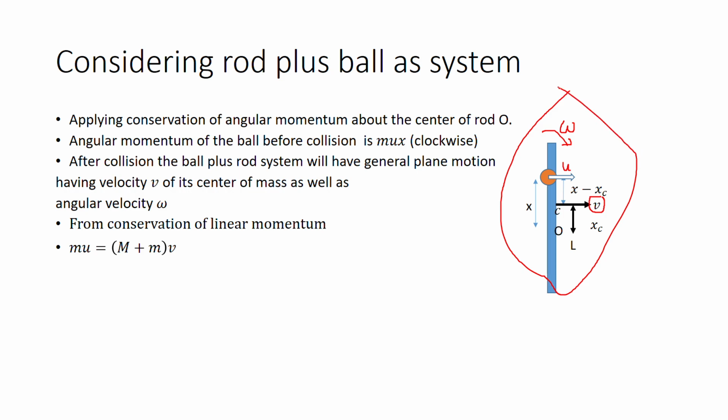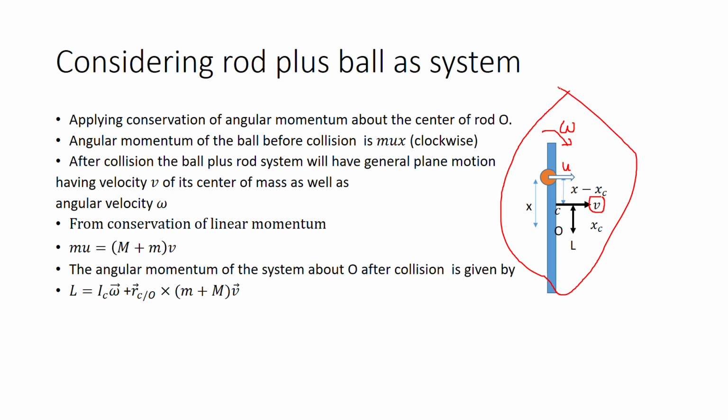So this is our first equation, suppose, and when we apply the conservation of angular momentum, before applying it, the angular momentum of the system about O after collision can be given as L equals Ic omega plus Rco cross (m plus M) V. Now this first term is the angular momentum of the system, assuming this rod is rotating with angular velocity omega, and Ic is the moment of inertia of the system about the center of mass.